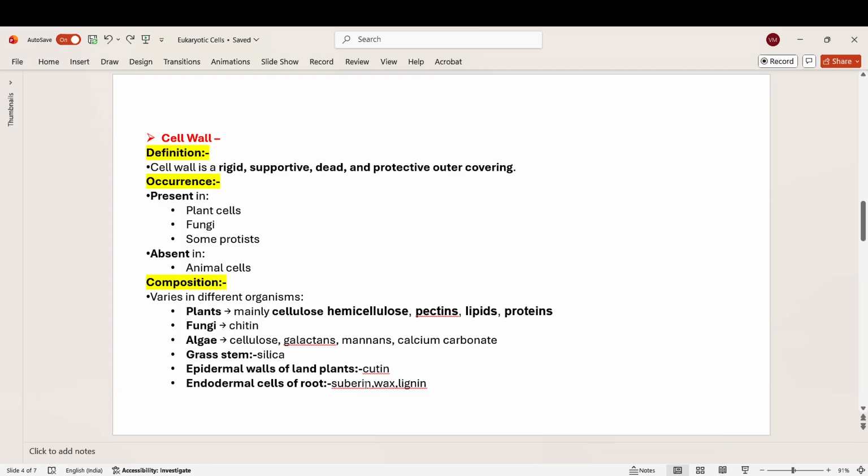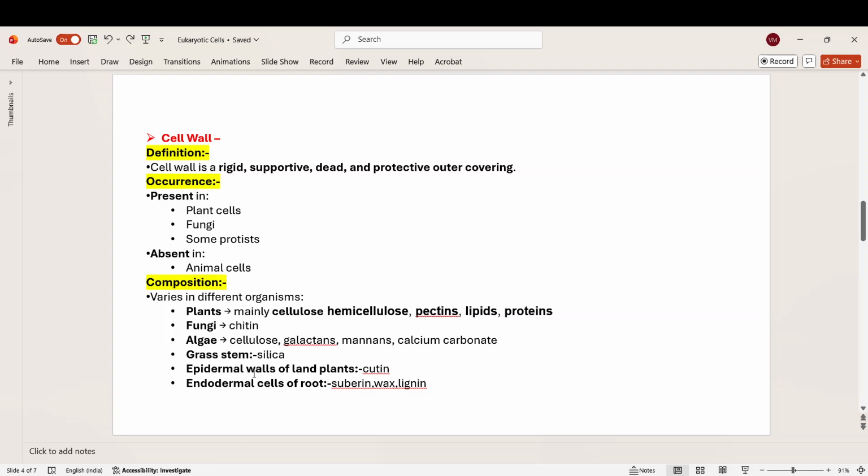Next, let's talk about the cell wall, which is a feature seen in plants, fungi, and some protists. The cell wall is a rigid, supportive, and protective outer covering. Remember, the cell wall is dead, meaning it does not perform metabolic activities. Next is its presence. You will find the cell wall in plant cells, fungi, and some protists, but it is absent in animal cells.